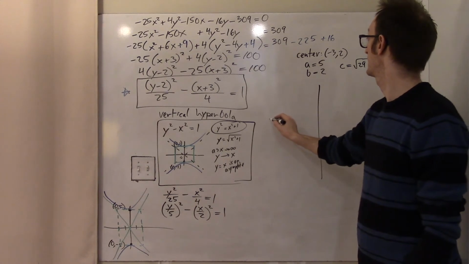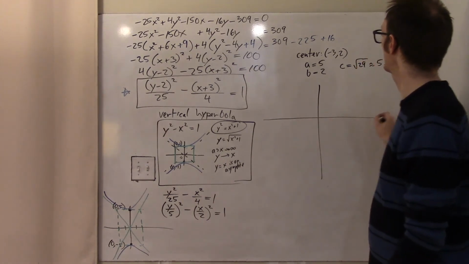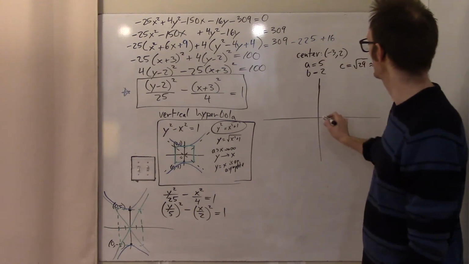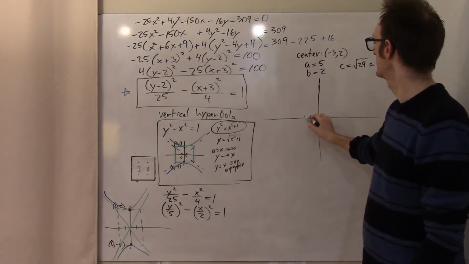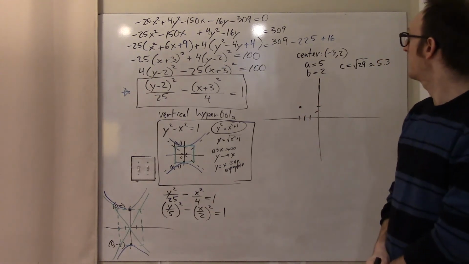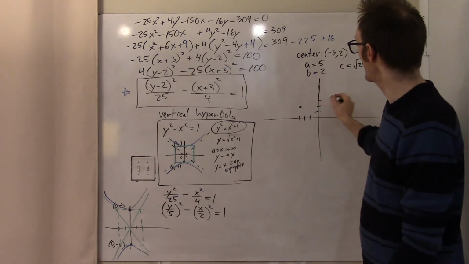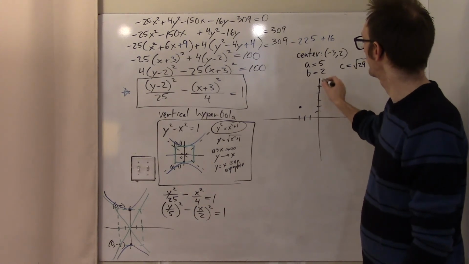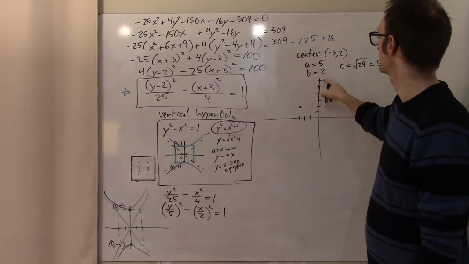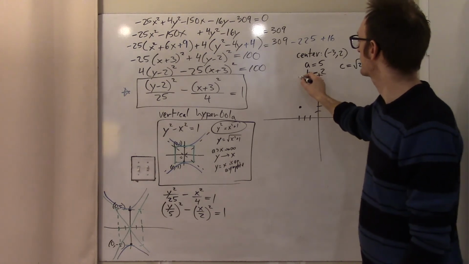What's it gonna look like? Not happy with that, but too bad. Center (-3, 2). Where are my vertices again? They're 5 up. So 1, 2, 3, 4, 5. 1, 2, 3, 4, 5. I made some bad choices here, but too late.